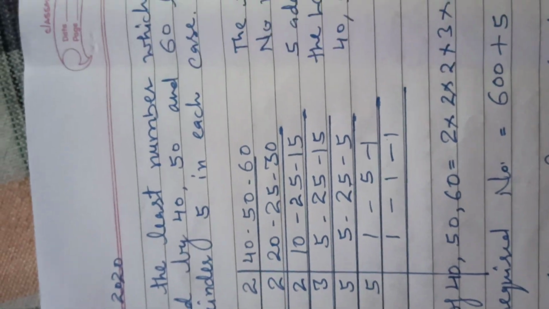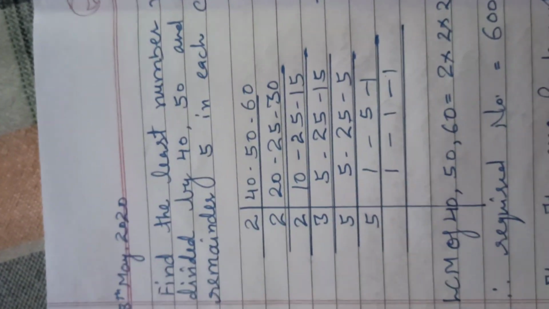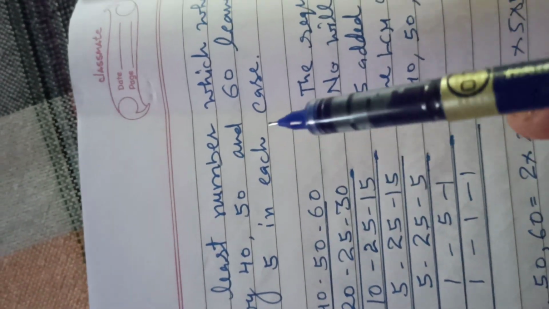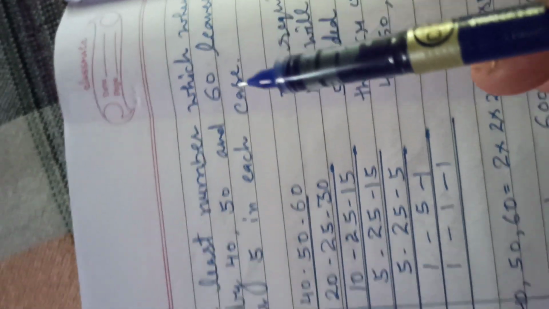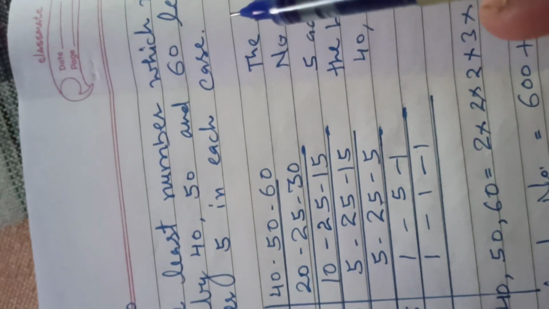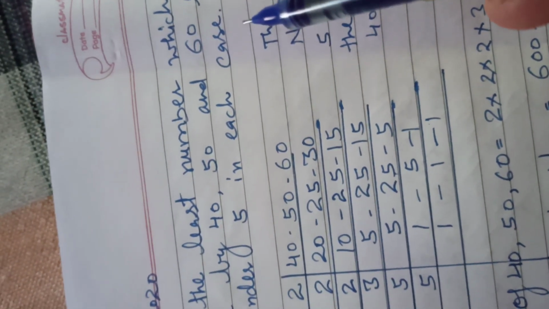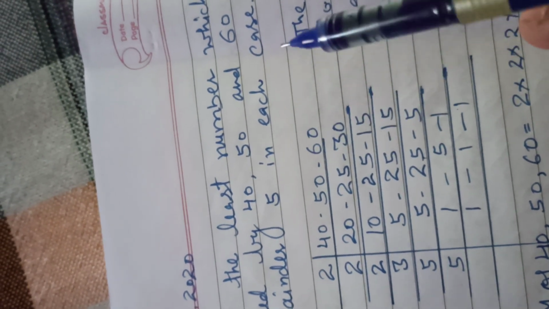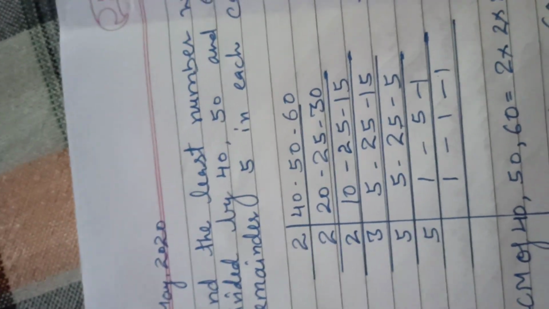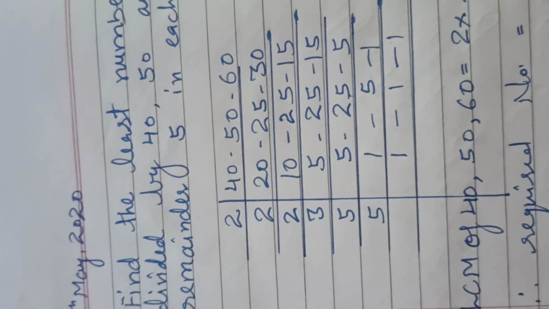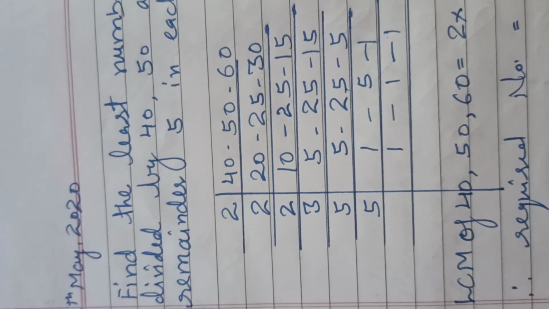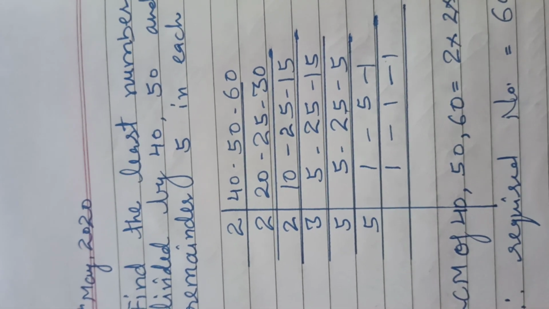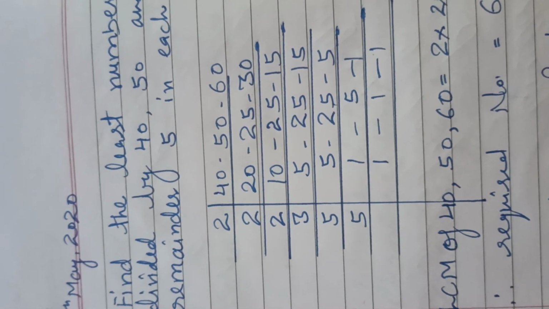Find the least number which when divided by 40, 50 and 60 leaves the remainder 5 in each case. Here, at least read the statement 2 or 3 times. First of all, whenever you have to solve any word problem, my dear students, at least read the statement 2 or 3 times. Now pay some stress on that point.